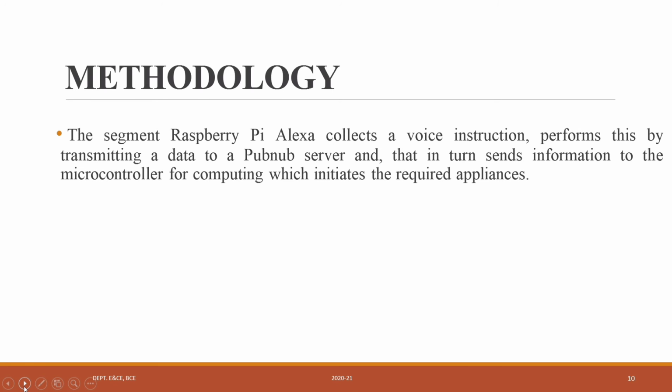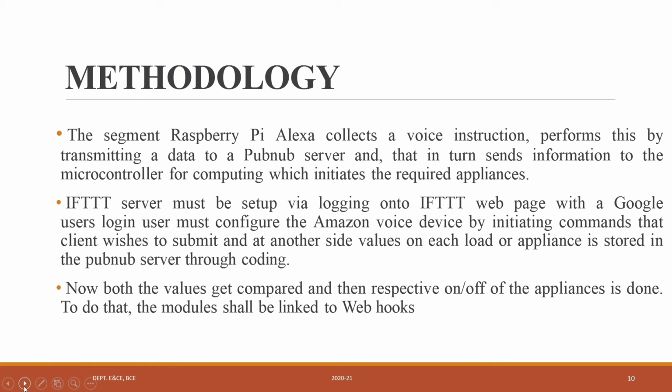Next is methodology. Here the main methodology is the Raspberry Pi. Alexa is built through Raspberry Pi by PubNub server, IFTTT server, and Amazon Voice Service. This Raspberry Pi collects a voice instruction and transmits data to PubNub server, which in turn sends the information to the microcontroller for computing, which initiates the required appliances, that is, turns the appliances on or off. For IFTTT server, we have to set up that server by logging into its web page in Google.